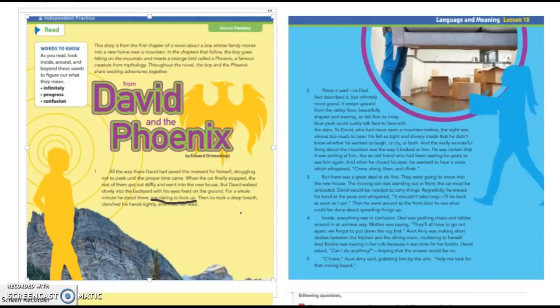All right, we're going to stop at paragraph 2. I'd like you to take 2 minutes to find figurative language in paragraph 2 and identify what type of figurative language it is. Go.